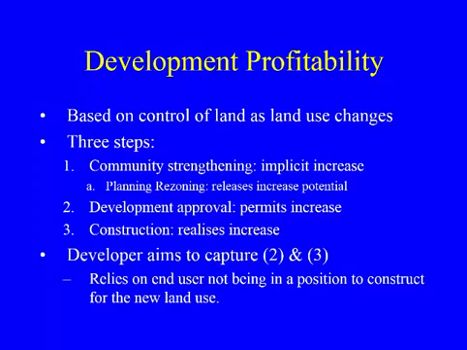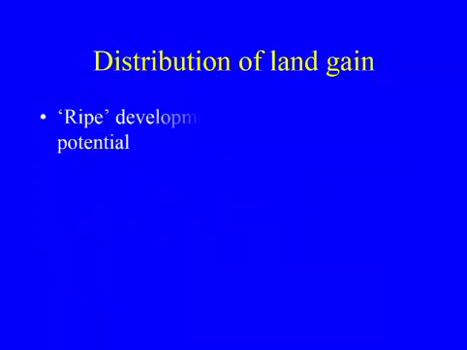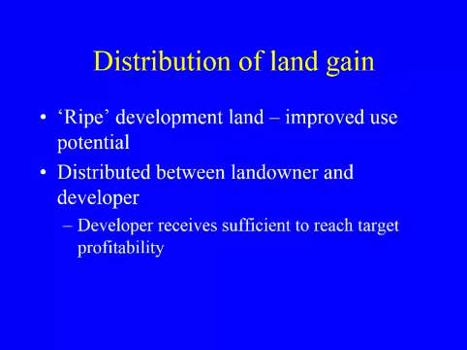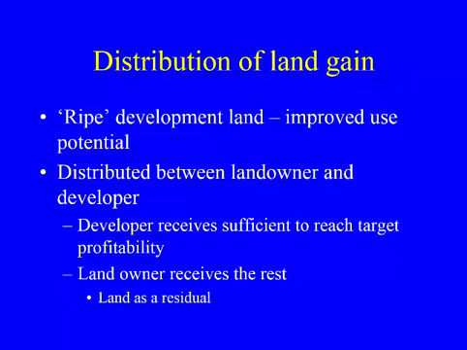While it's one thing to be aware of the 3 steps in the increase of land value between the old land use and the new, the distribution of that land gain is not quite so straightforward. One way or another, the allocation has to be between the difference in the land value under the developed land in contrast with the old land use and its old land value. The ripe development land, that is, land which is in a situation suitable for development, may have this potential higher value. But how is it actually distributed between the landowner and the developer?